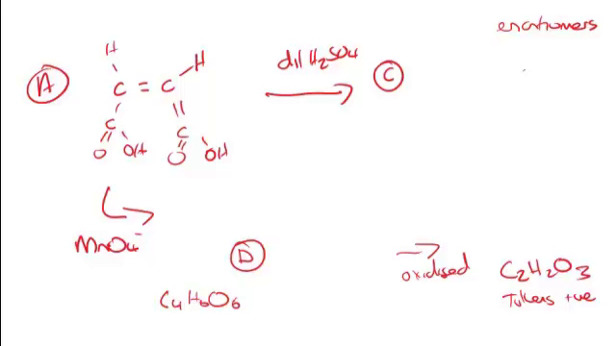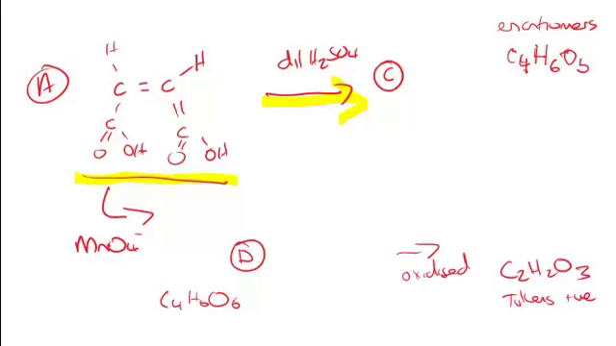Looking at this, all I've done is really redrawn compound A there, and just gone through what the question says. If you react it with dilute sulfuric acid, we form compound C, which has the possibility of enantiomers.